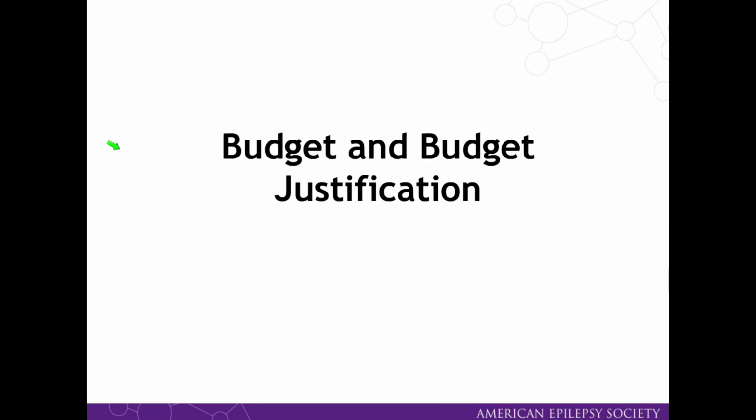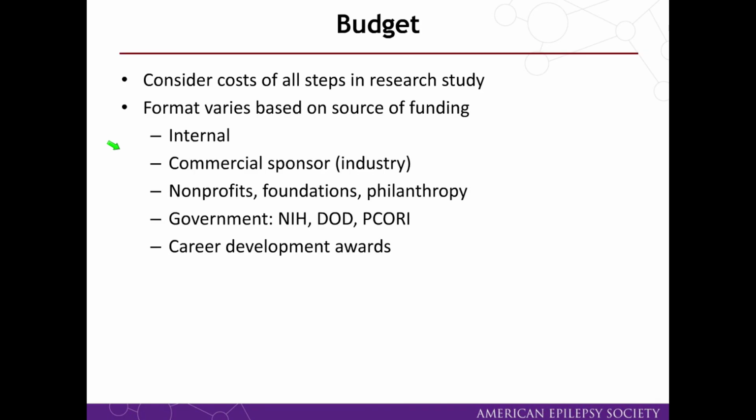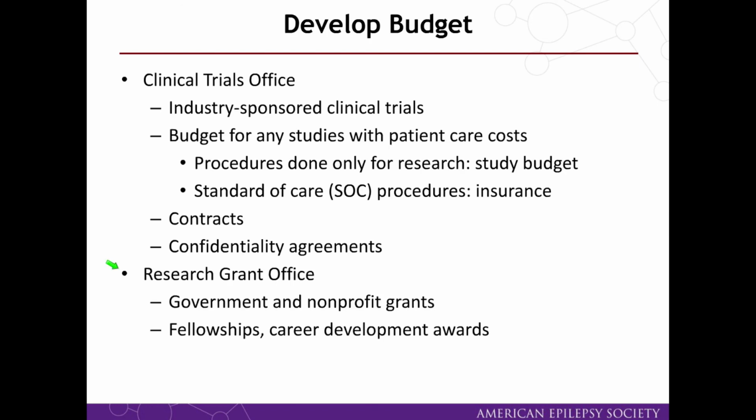All right, so we'll move on now to budget and budget justification. So when you're developing your budget, you need to consider the cost of all of the steps in the research study. The format will vary based on the source of your funding, whether this is departmental funding or institutional funding, whether this is an industry-sponsored trial, or from a governmental funding source.